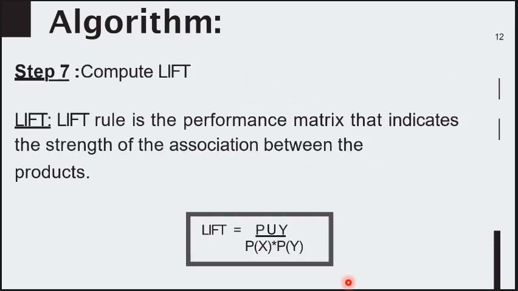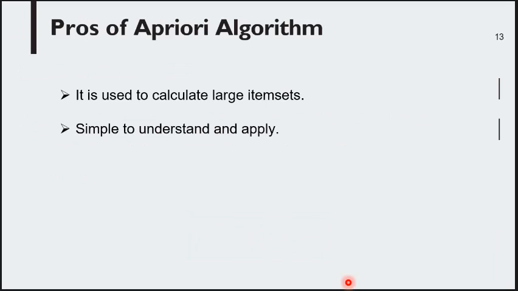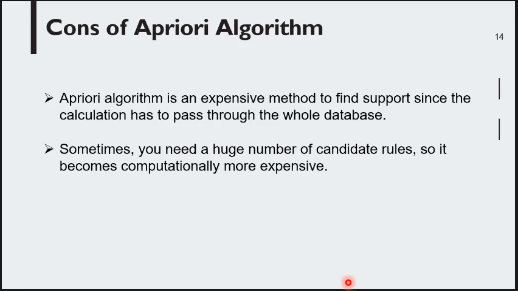Step 7. Compute lift. The lift rule is a performance metric that indicates the strength of association between the products. Pros of the Apriori algorithm. It is used to calculate large item sets. It is simple to understand and apply. Cons. The Apriori algorithm is an expensive method to find support since the calculation has to pass through the whole database. Sometimes you need a huge number of candidate rules, so it becomes computationally more expensive.